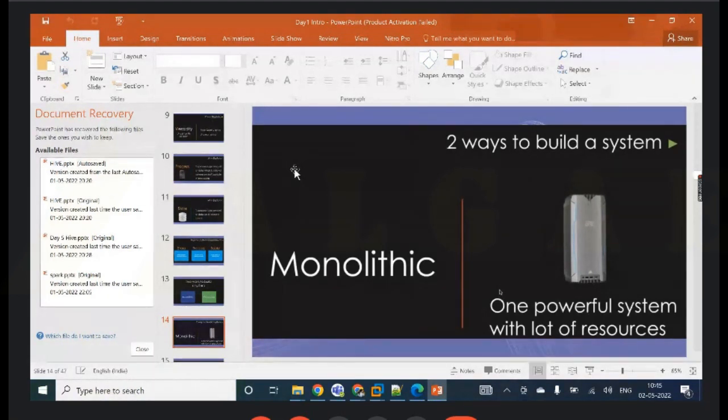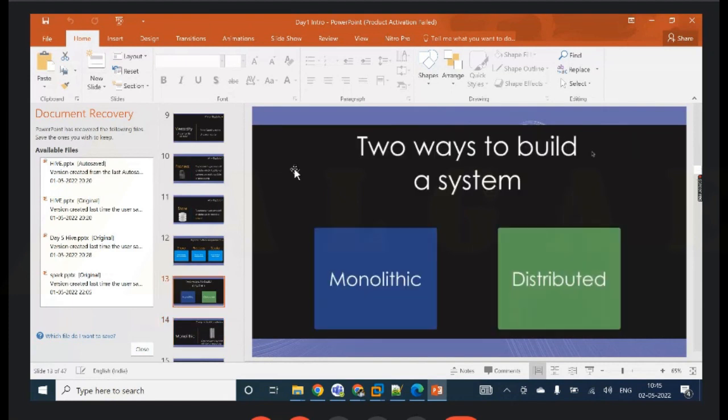Sir, before this, what were the two important functions? HDFS and MapReduce. That I will tell you. So mainly we have two types of system. Just note it down.